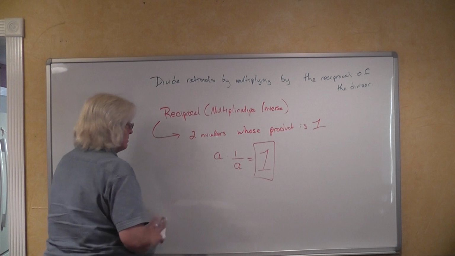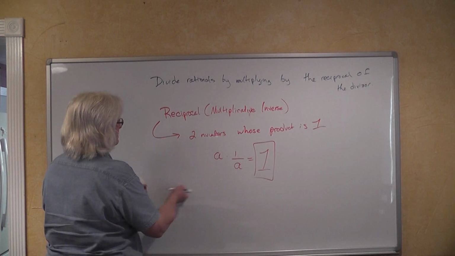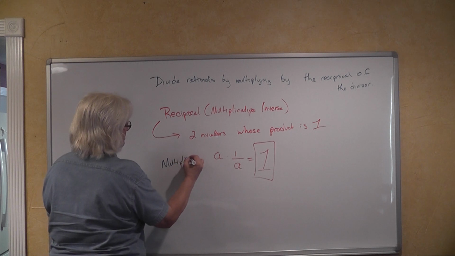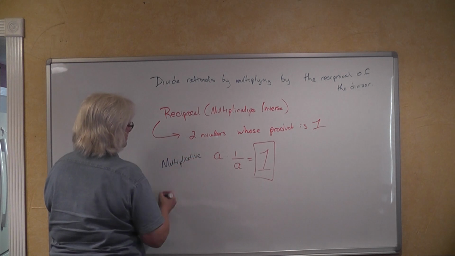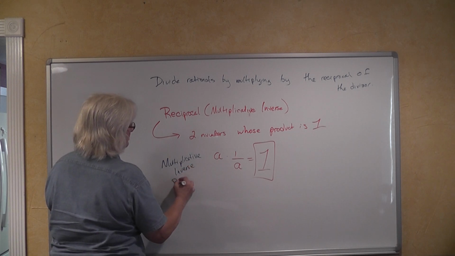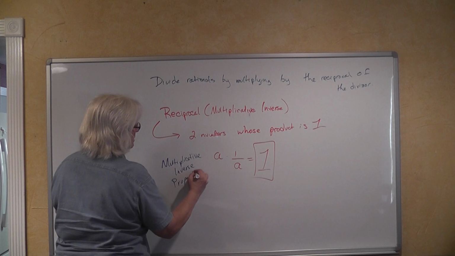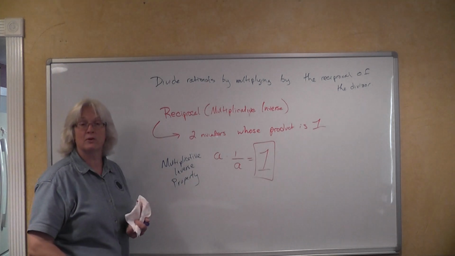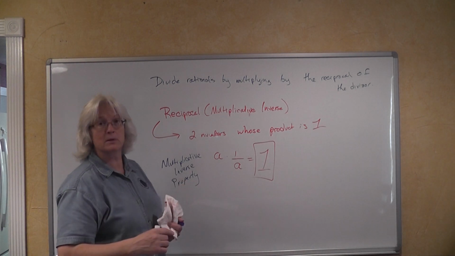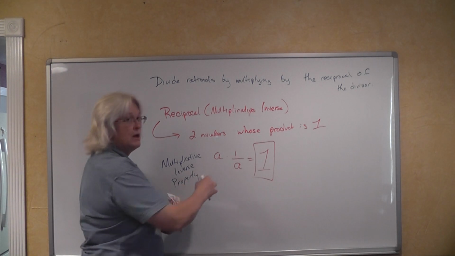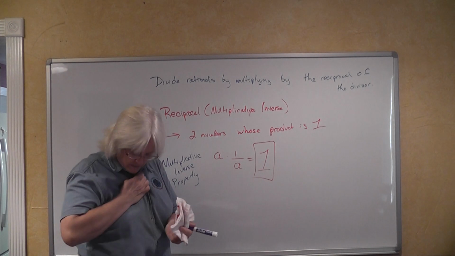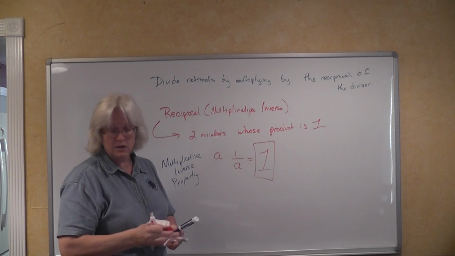And this is what they call the multiplicative inverse property. Big old long hairy names, you just have to understand what they're talking about, and also be able to identify those properties. The multiplicative inverse property tells us if you take a number and multiply it by its reciprocal, which is exactly the same thing, then you don't change the value of that number.